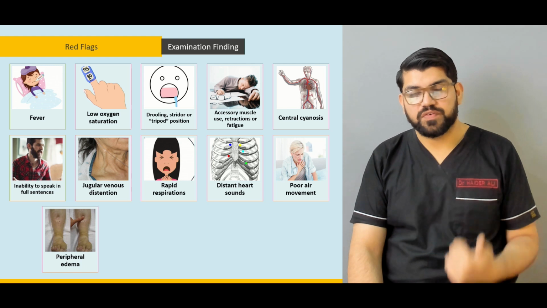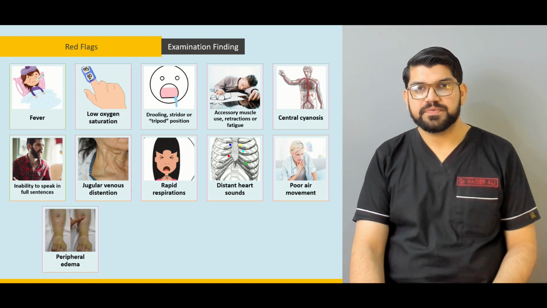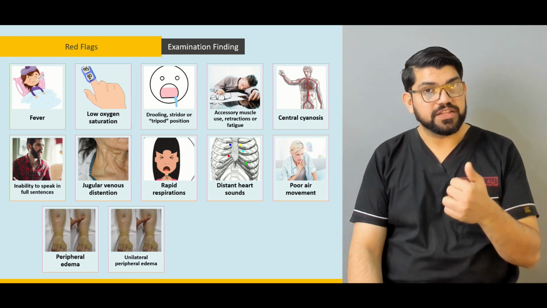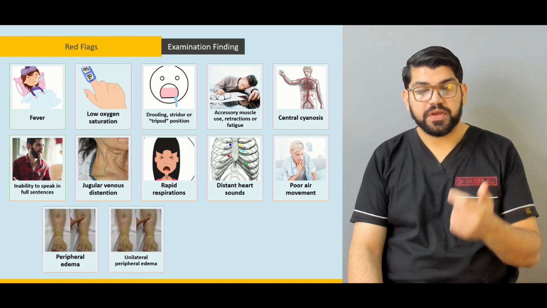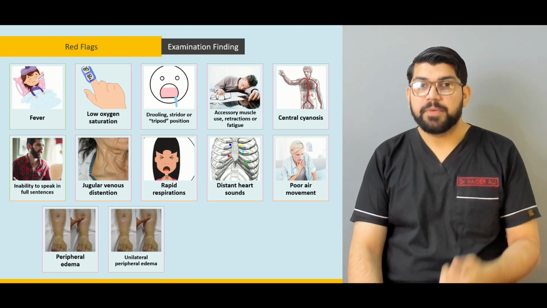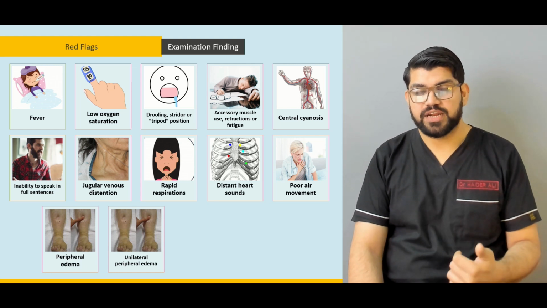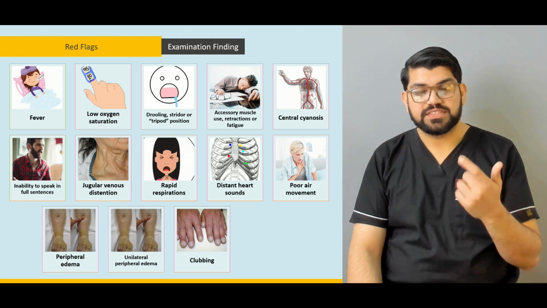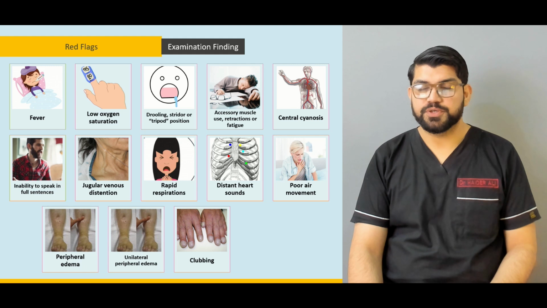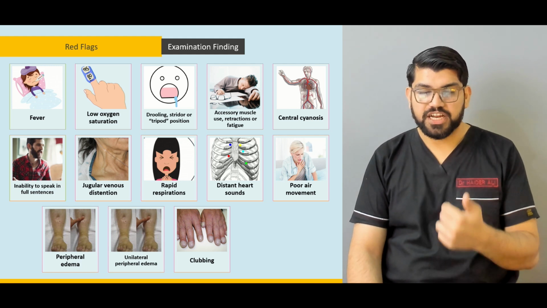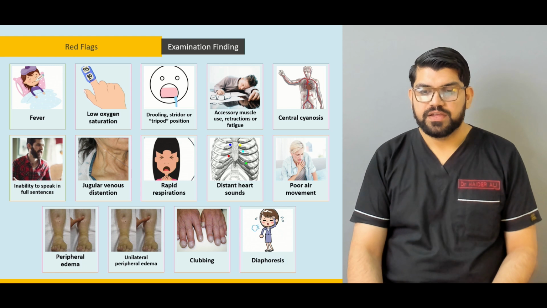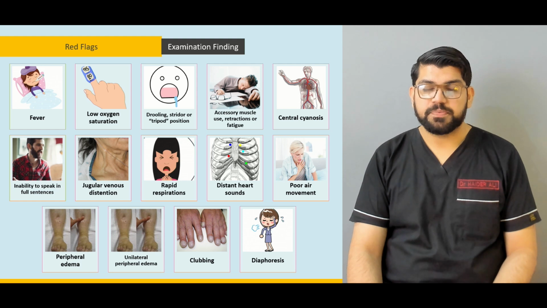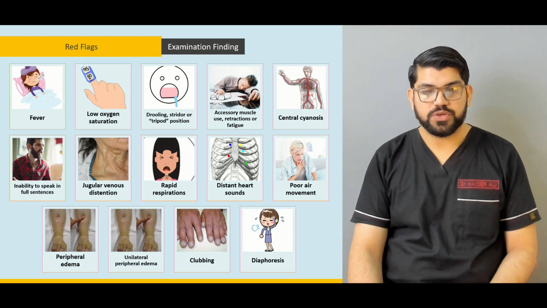Peripheral edema, signs of congestive heart failure, especially right heart failure. Unilateral peripheral edema: patients with DVT, patients with atrial fibrillation, patients with valvular heart diseases can present with unilateral peripheral edema. Digital clubbing, a sign of COPD, acute exacerbation of chronic obstructive pulmonary disease. Diaphoresis, signs of MI. Profuse sweating, chest pain, signs of acute myocardial infarction, acute coronary syndromes.